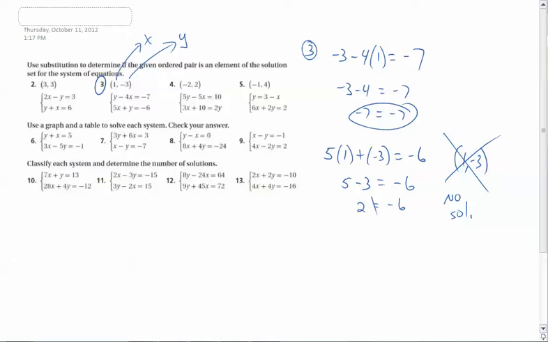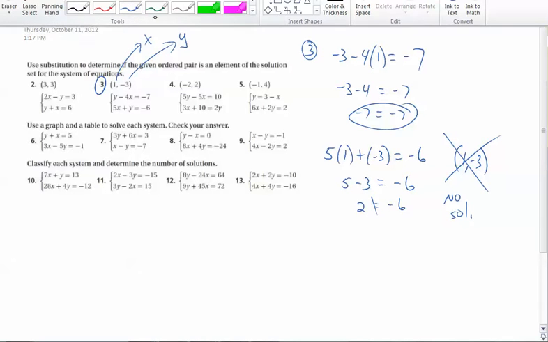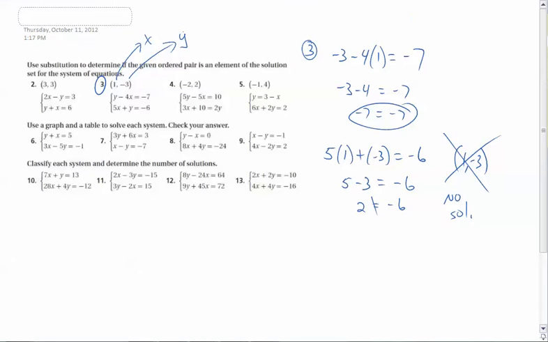Okay, then let me change colors and let me go to number 7 here. Let me do that one for you. Use a graph and a table to solve each system. Check your answers. So what I would do for number 7 actually is just use a graphing calculator.